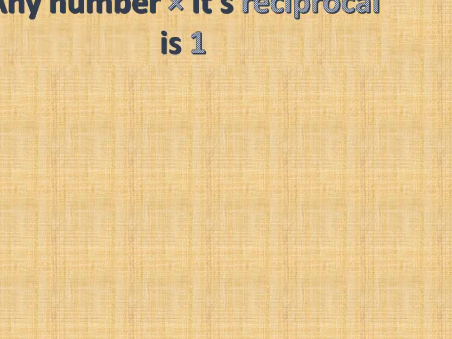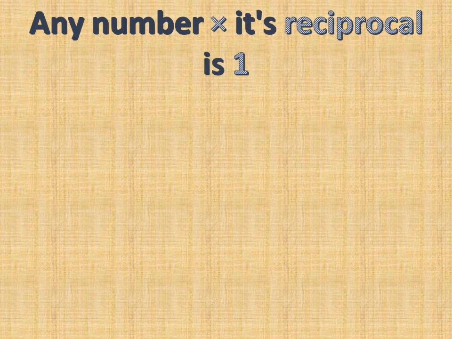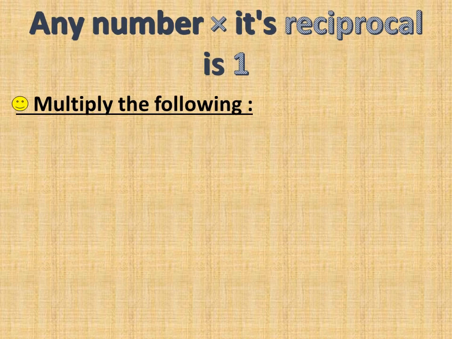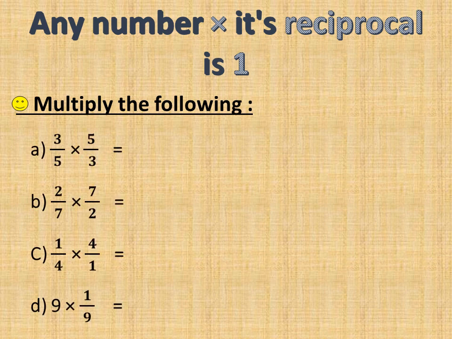And now we have a very important note. Here, any number times its reciprocal is 1. Let's multiply the following here. Letter A, 3 over 5 times 5 over 3. Here we have multiplying fractions, so we have to simplify first.